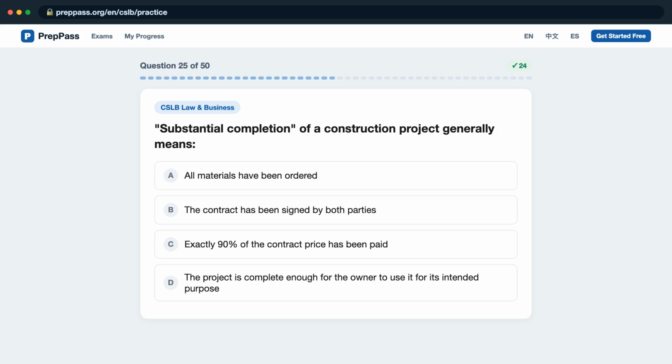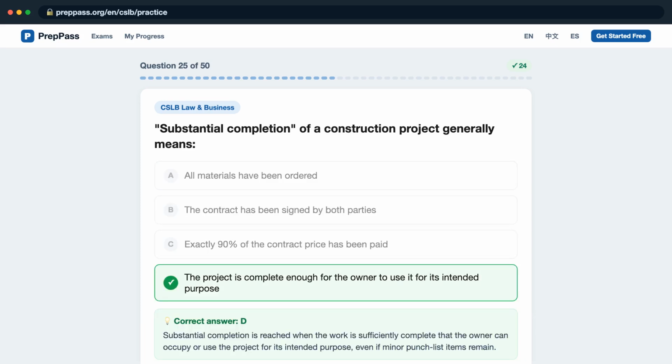Question 25. Substantial completion of a construction project generally means: A. All materials have been ordered? B. The contract has been signed by both parties. C. Exactly 90% of the contract price has been paid. D. The project is complete enough for the owner to use it for its intended purpose? The correct answer is D. Substantial completion is reached when the work is sufficiently complete that the owner can occupy or use the project for its intended purpose, even if minor punch list items remain.